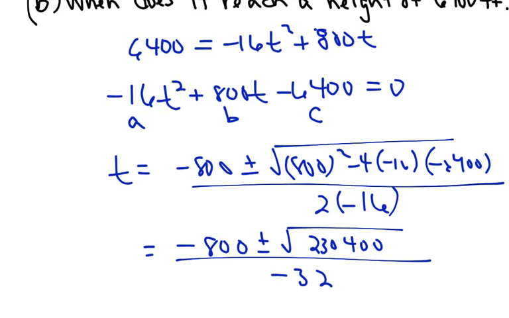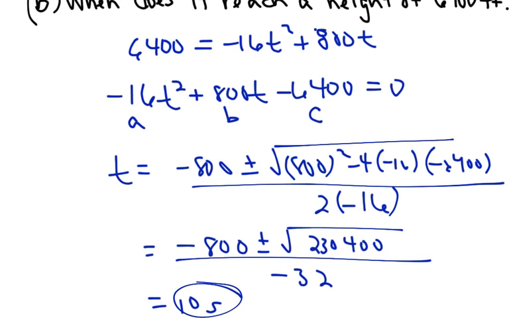Now, since we're solving for t, here's a little thing about t. T has to be positive. You can't go back in time, so t can't be negative. So when I do negative 800, we're going to do just plus the square root of 230,400. And then we're going to divide that answer by negative 32. And we're going to find out that t is 10. So it's going to take 10 seconds to get to 6,400 feet.